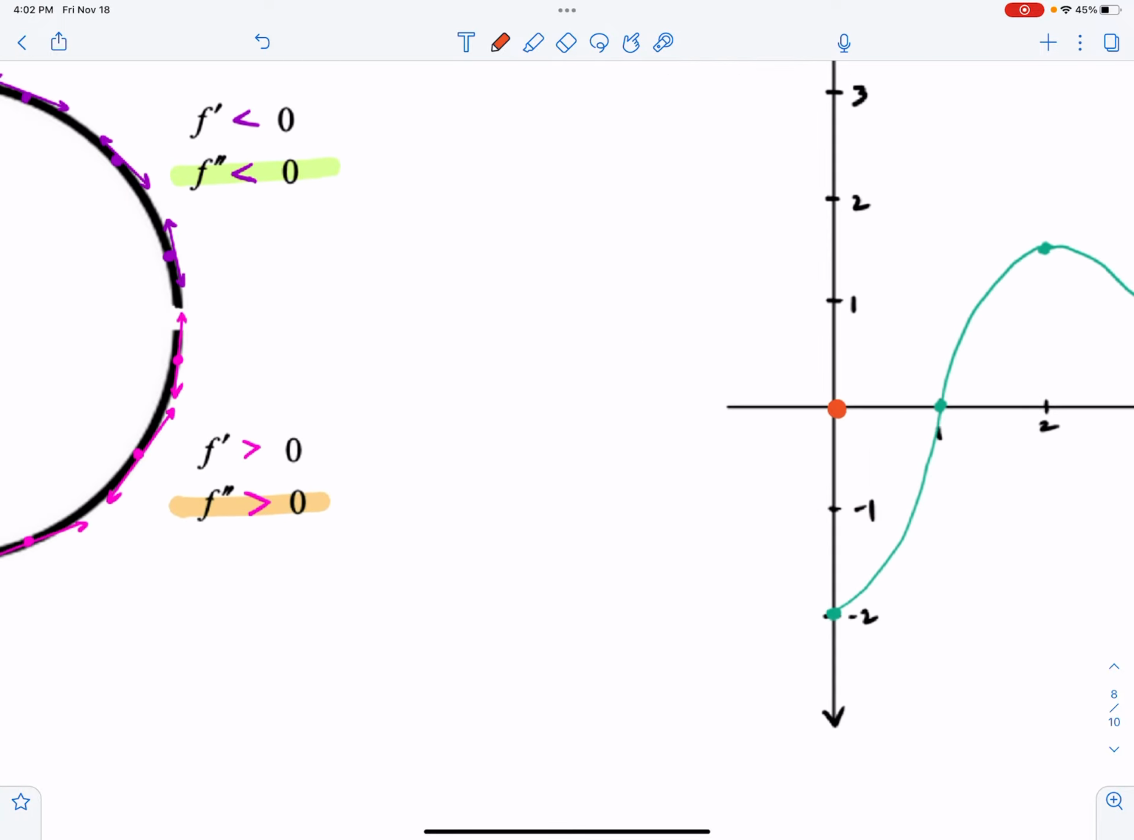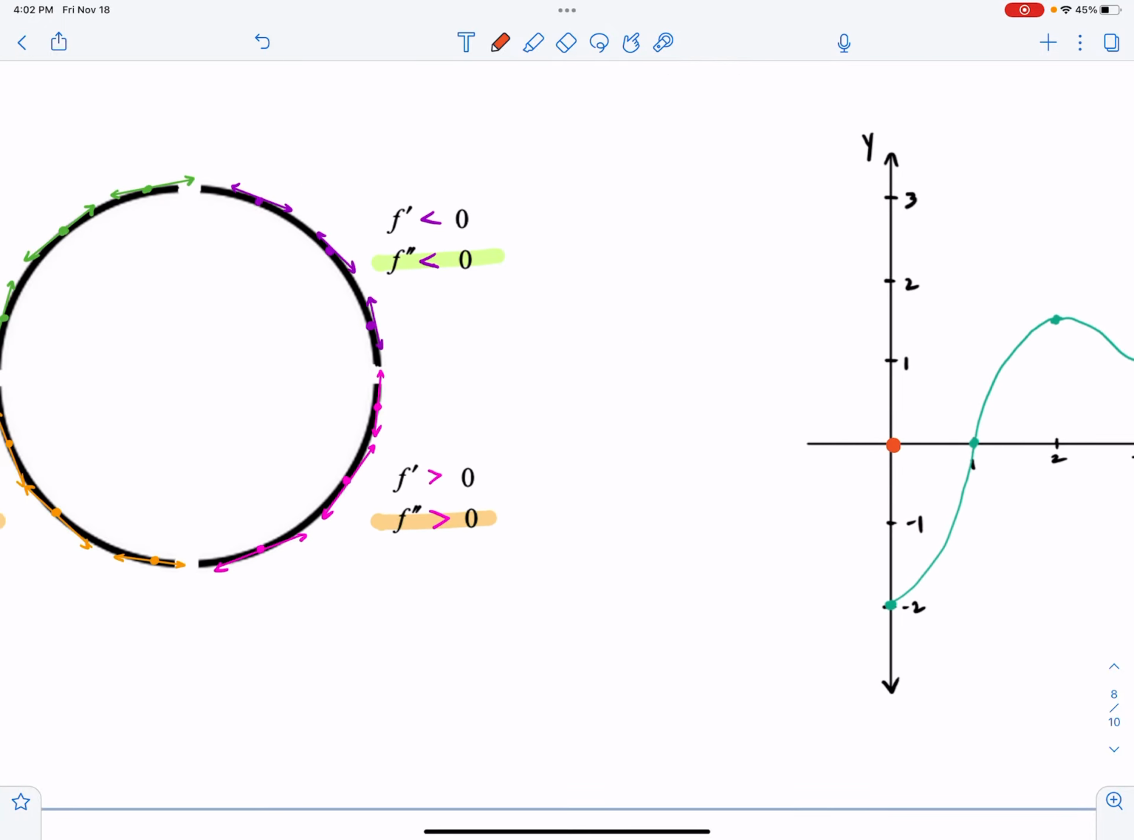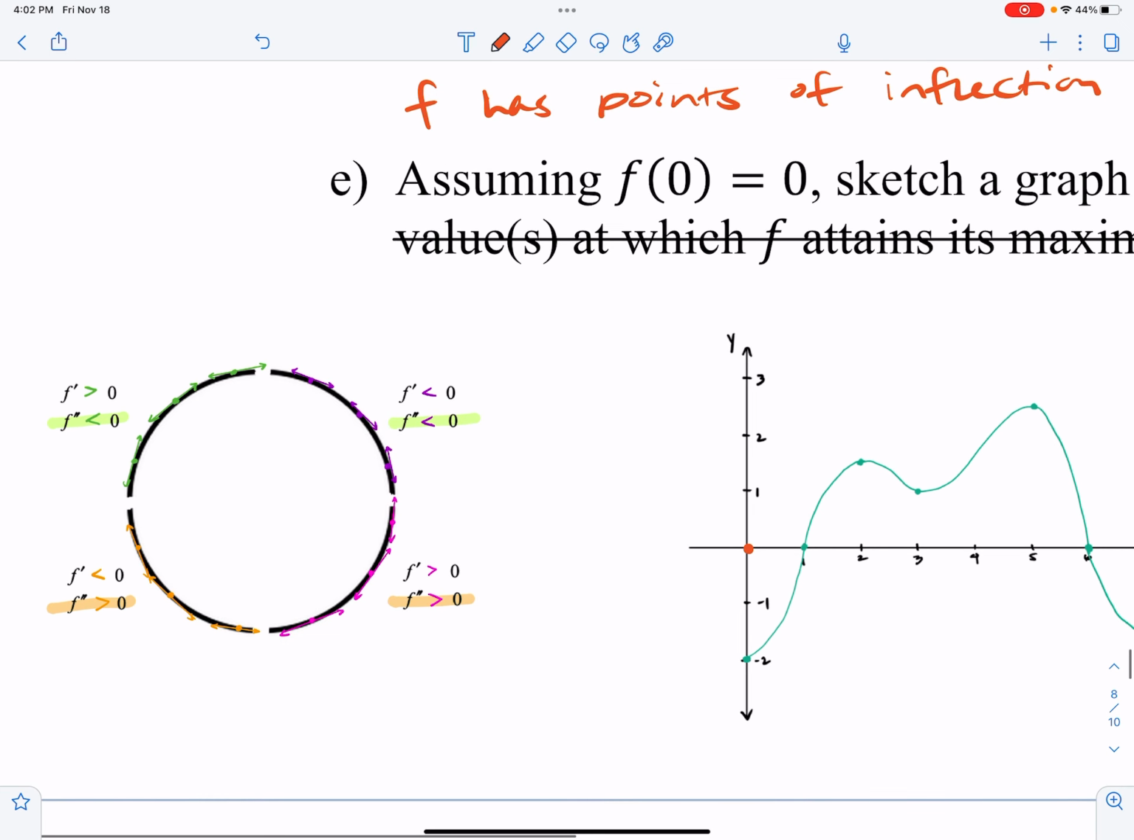Okay, so looking at the first interval from 0 to 1, it looks like F prime is negative. So F prime is negative, which would be either this part of the curve or up here, this part of the curve. Okay, for F prime to be negative. And then F prime is increasing from 0 to 1. Therefore, F double prime would be positive. So down here, that curve is what the graph of f will kind of look like.